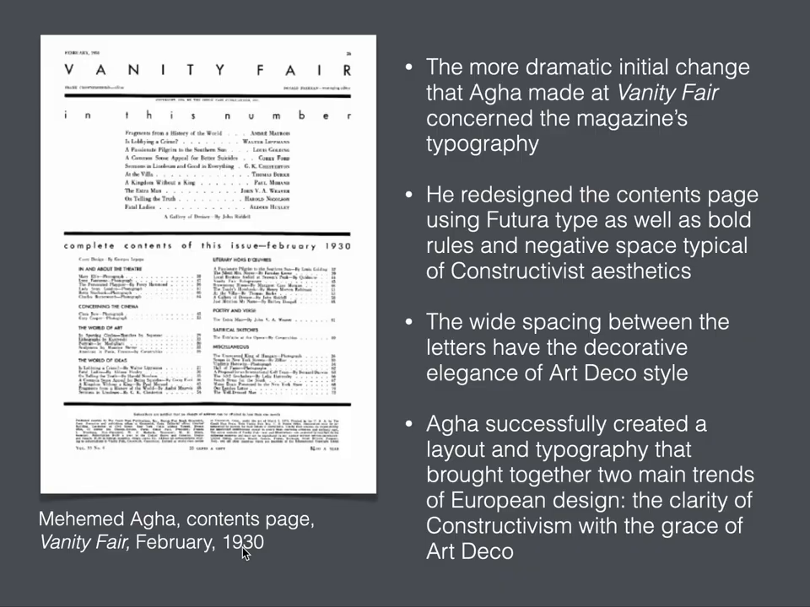And then the more dramatic initial change that he made was with the magazine's typography. So he redesigned the contents page using Futura, as well as bold rules and negative space, which is really typical of constructivist aesthetics. Very wide spacing, the use of uppercase and lowercase, the use of tracking. You can see the idea of grid here. And really, he was able to show the clarity of constructivism with the grace of the Art Deco style.